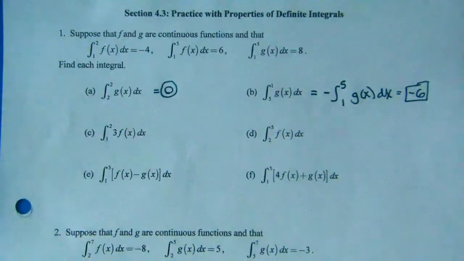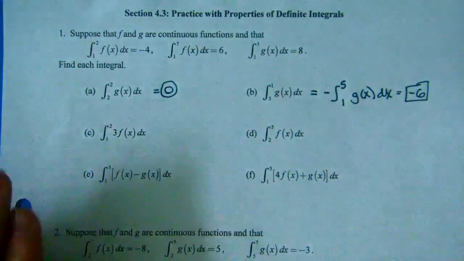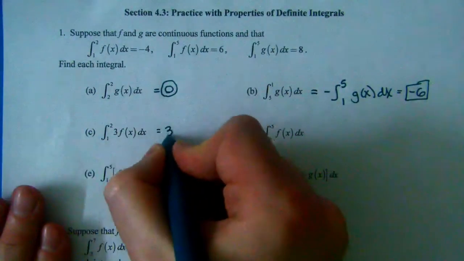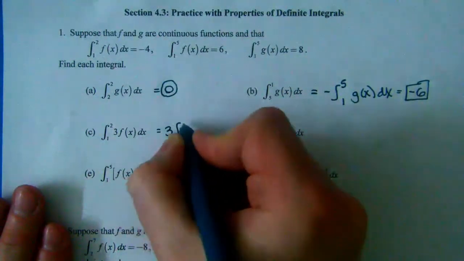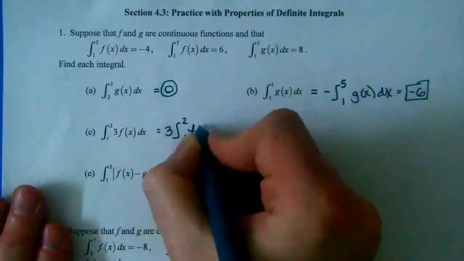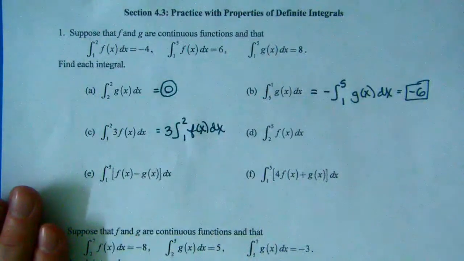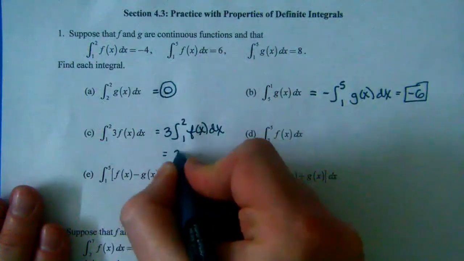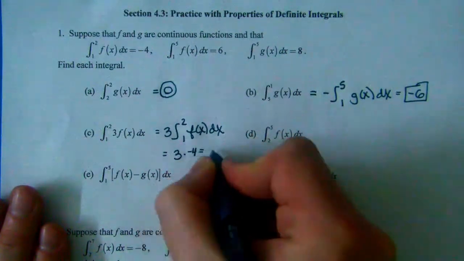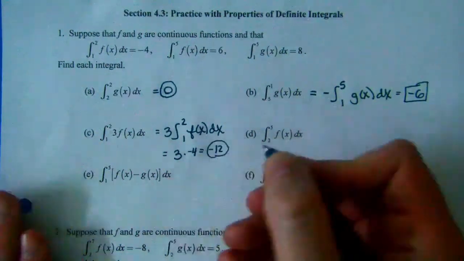How about you try letter C? By our properties, I can take the 3 out front. I can make this 3 times the integral from 1 to 2 of f of x dx. I know the integral from 1 to 2 of f of x dx. It's negative 4. This is 3 times negative 4. I'm getting negative 12.